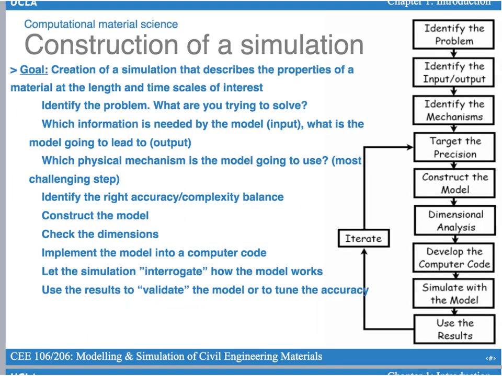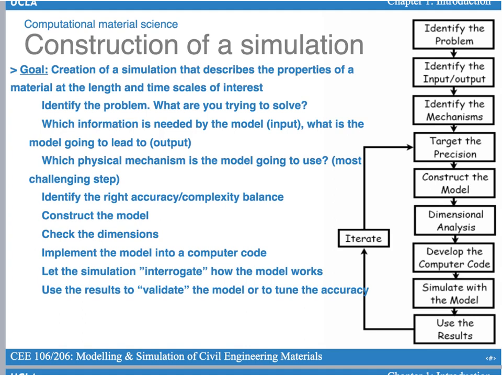Usually you can construct and establish a simulation by following a few steps, and this is a schematic representation of the different steps that you should follow when you want to implement a new simulation to solve a given problem. The first step is always to identify what is the problem. What are you trying to solve? What is the specific goal? Are you trying to just predict properties? Are you trying to understand some new physics about the problem that you are interested in?